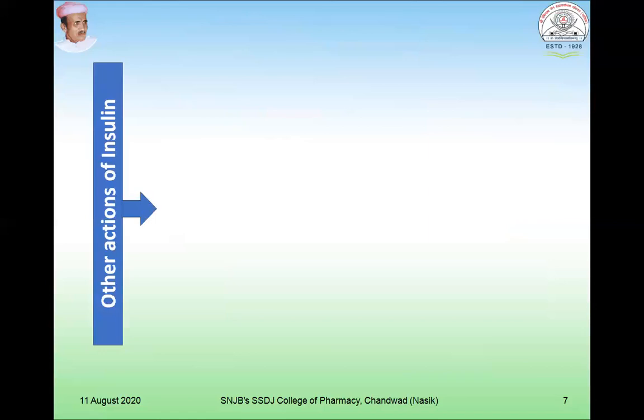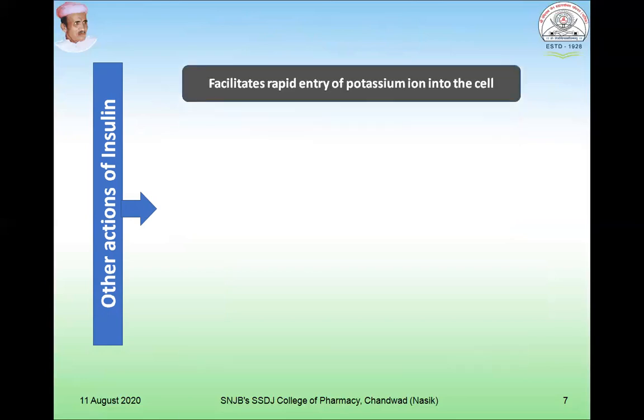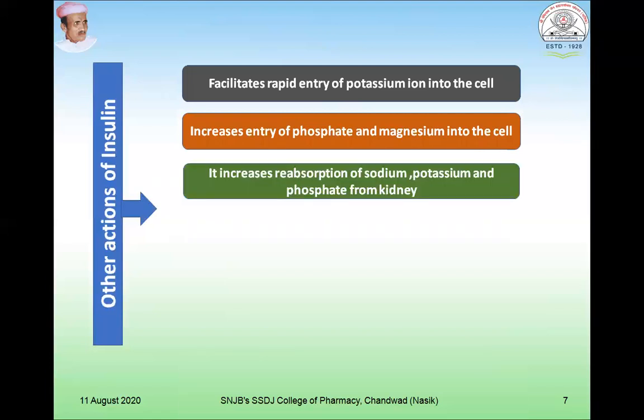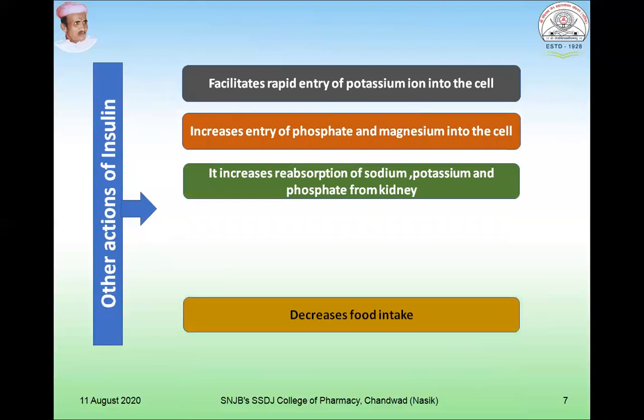Now there are certain other actions of insulin that are also reported. What are these actions? First, insulin facilitates the rapid entry of potassium into the cell by stimulating sodium potassium ATPase activity in the membrane. Thus it decreases the plasma potassium level. It increases the entry of phosphate and magnesium into the cell. Third, it also increases reabsorption of sodium, potassium, and phosphate from the kidney.